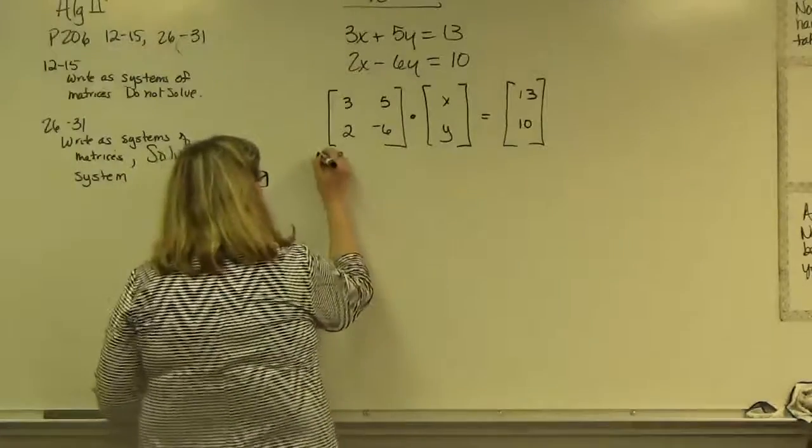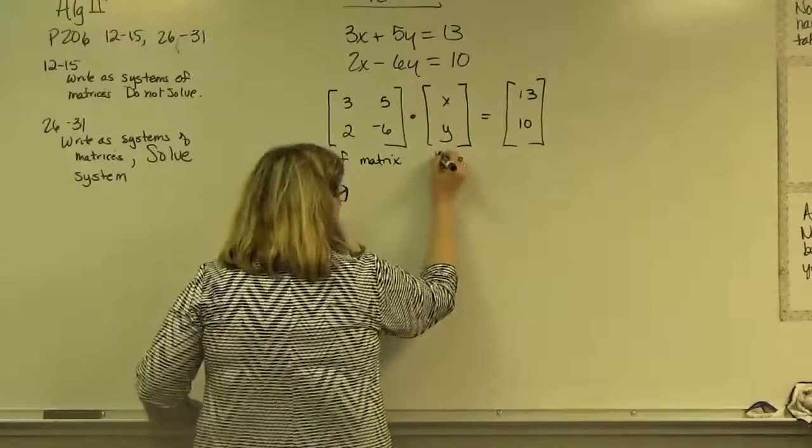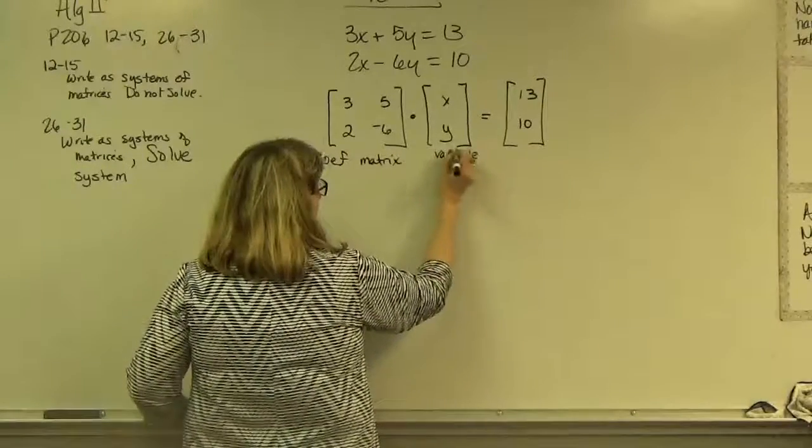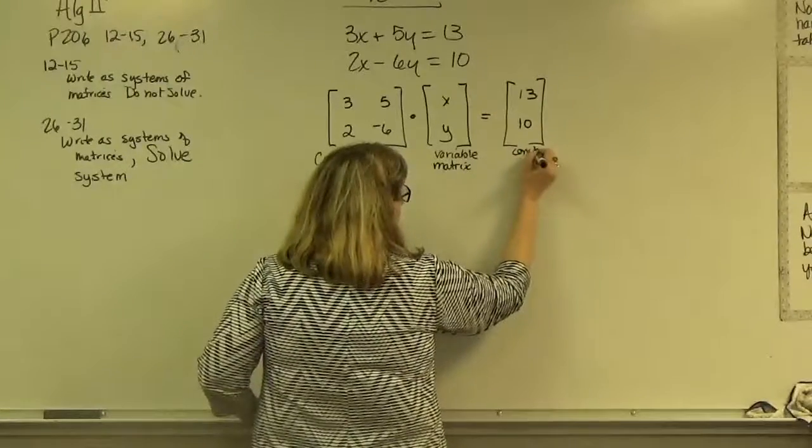So you have a coefficient matrix. You have the variable matrix. And then you have the constant.